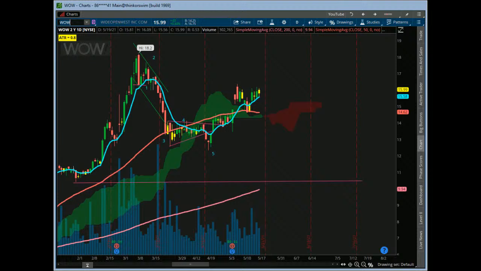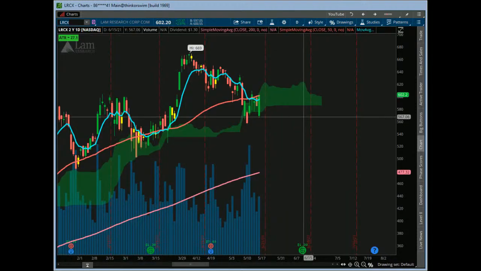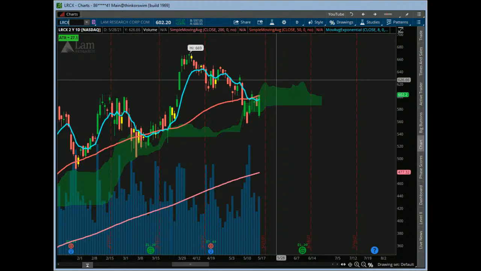And wow, with an inside day today. So again, back over the ADMA. Let's see if we can push above there. LRCX, another semiconductor name, not as easy to trade as AMD, but certainly a strong engulfing candle here today with increasing volume. So let's see if that can get going.